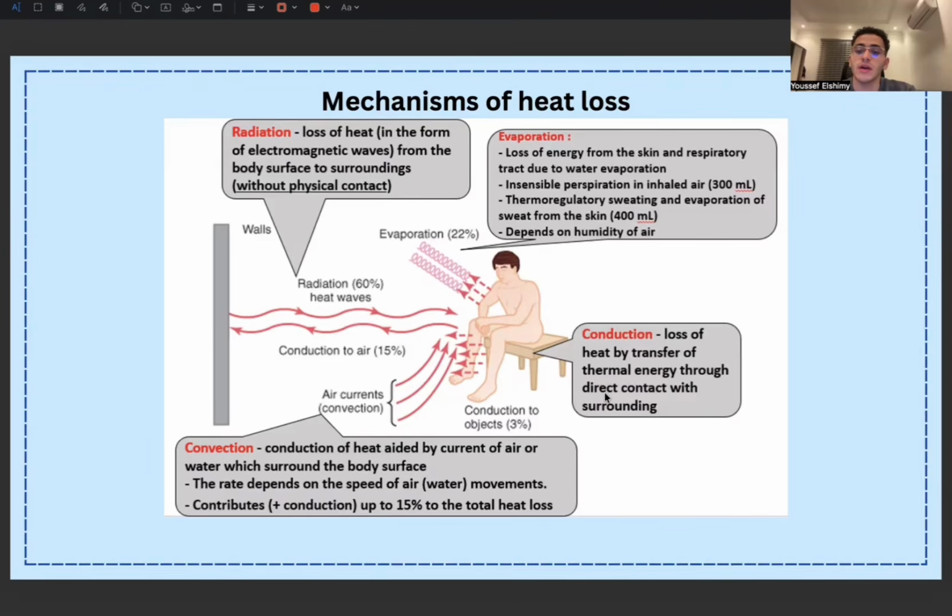Then comes conduction, which is the loss of heat by the transfer of thermal energy through direct contact with the surroundings. If you're sitting on a table or a desk, touching an object, you lose heat through conduction. Finally, convection is similar to conduction, but with the help of air currents. So it's the loss of heat depending on the current of the air. For example, in a windy area, you lose heat easily because heat gets transferred by the air. If you're feeling hot, you open the AC or the fan, and the fan emits air to take the heat from the body through convection.